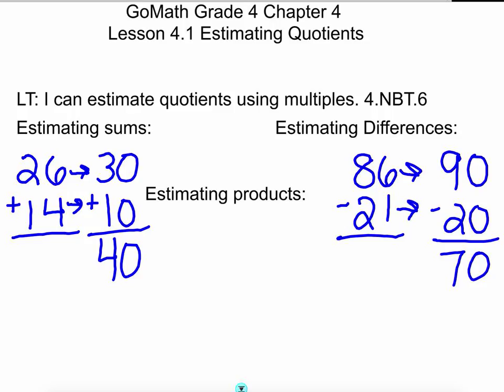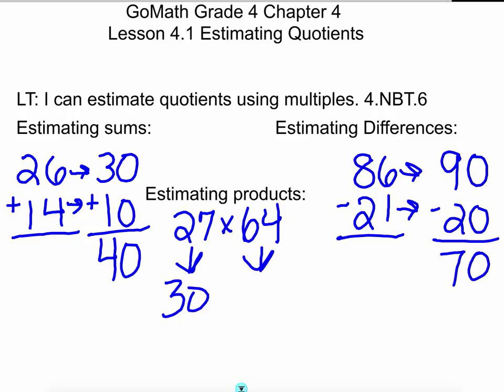And same thing with estimating products. If I was doing, let's say, 27 times 64, I would be estimating my factors first. So it would be 30 times 60. 3 times 6 is 18, 2 zeros. So it would be about 1,800.